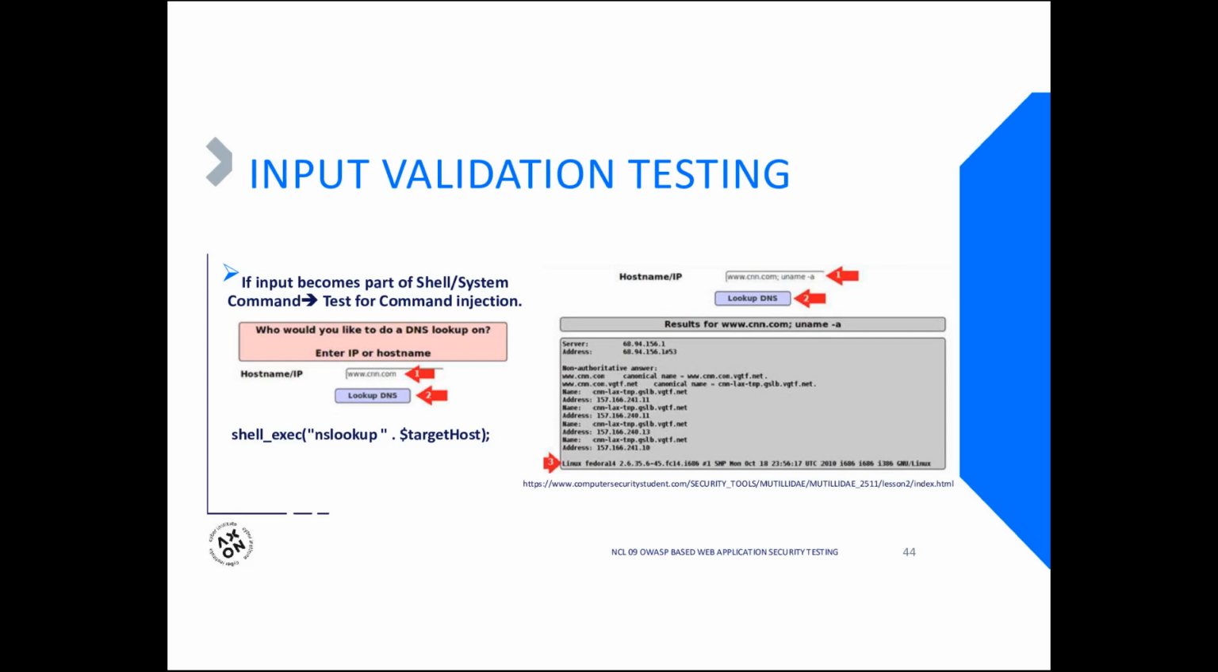We have shell_exec. This is the built-in function to execute something on the shell. We are executing the nslookup command appended by the target host, which is the domain we have inserted in the text box. Now, what happens if there is no filtering, and after the domain name, like cnn.com, I insert a semicolon and then a shell command like uname or ls or pwd or whatever? Then in this case, my command is going to be executed. And as you can see here on the last red arrow, we have managed to execute uname -a.